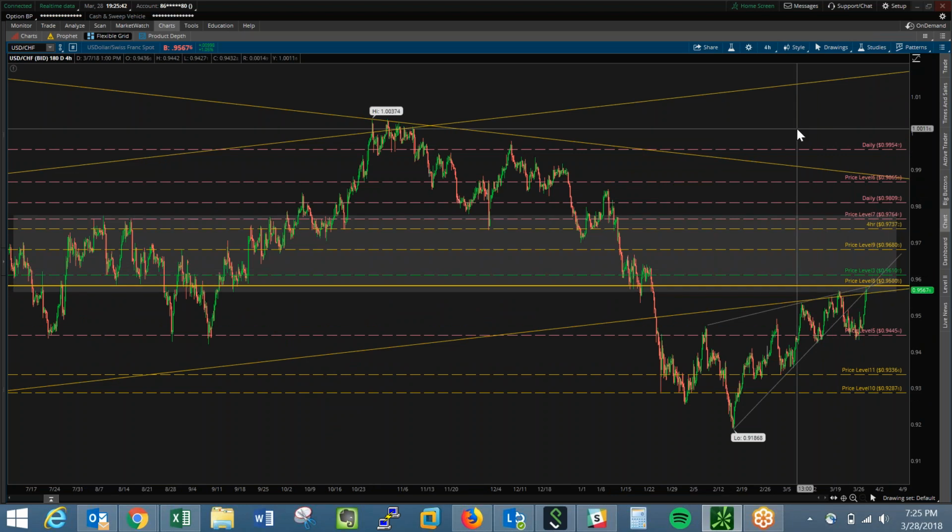So just a super quick analysis of the dollar Swiss brings about a massive decision point, which we're sitting right at. For me, I'm going to sit on my hands for now, just watch how this plays out, and then find my next entry.